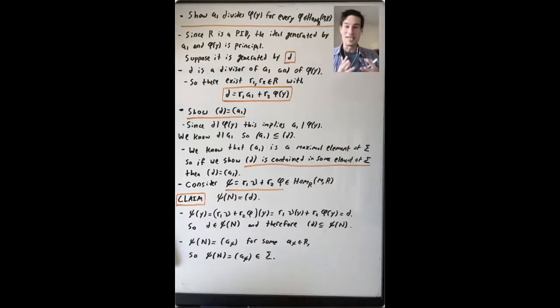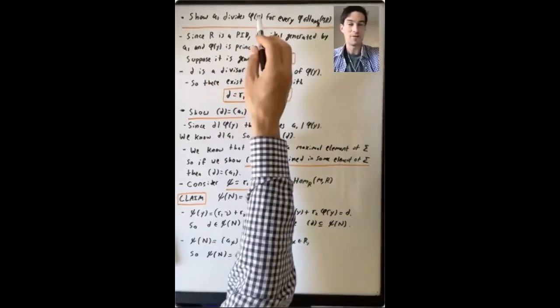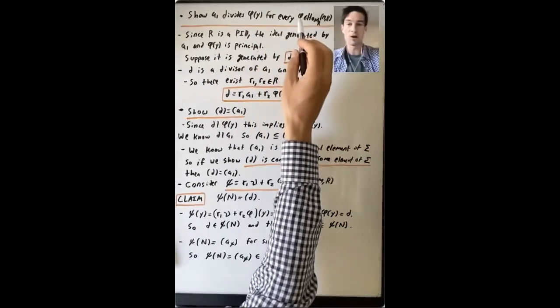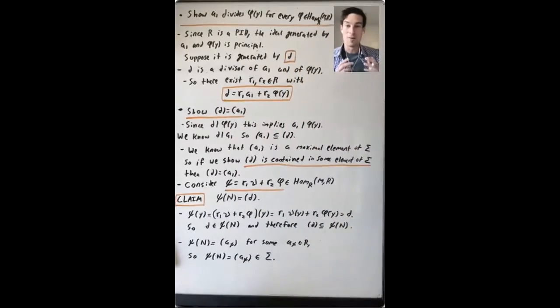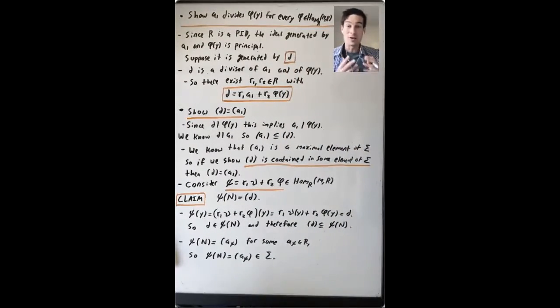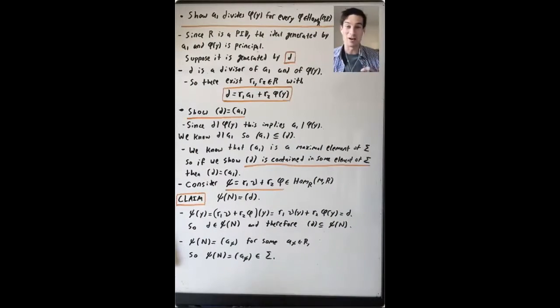The next big piece of this argument is to show that A1 divides φ of y for every R-module homomorphism φ from M to R, where, remember, where does this y come from? y is this element in N that we know you apply this R-module homomorphism ν to, and you get A1, which is this generator for ν of N.